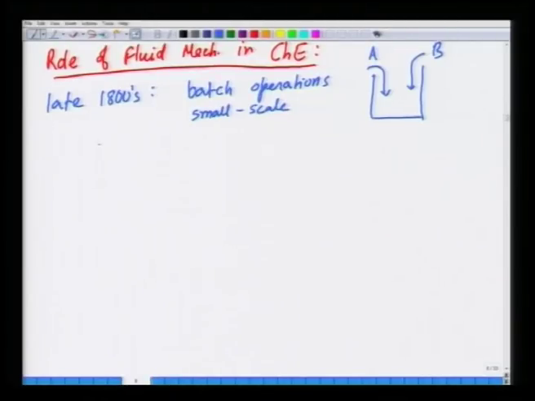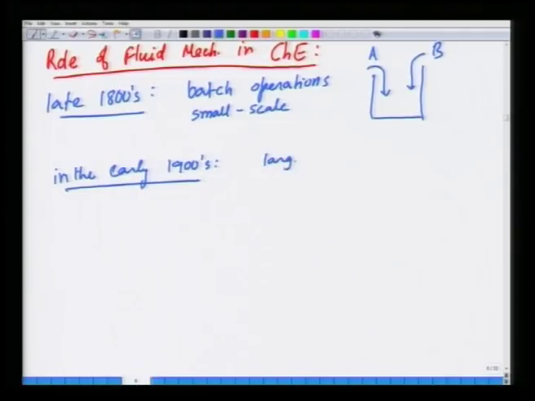Okay. But as the discipline grew, in the early 1900s, there was a necessity for large scale production of chemicals and fertilizers and petrochemical production of chemicals. First of all, large scale. Second point is continuous production.